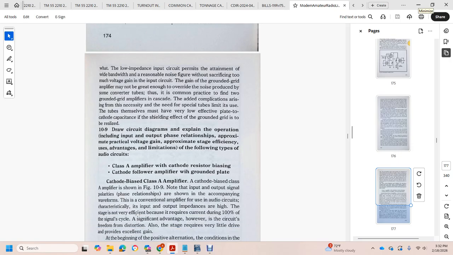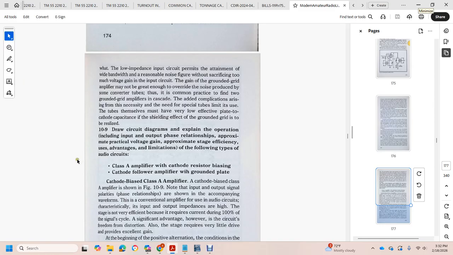The circuit diagram explains the operation, with the input and output phase relationship, the approximate practical voltage gain, the approximate stage efficiencies, and the advantages and limitations of the following types of audio circuits. The class A amplifier, cathode resistor bias, from the cathode follower amplifier with the grounded plate.